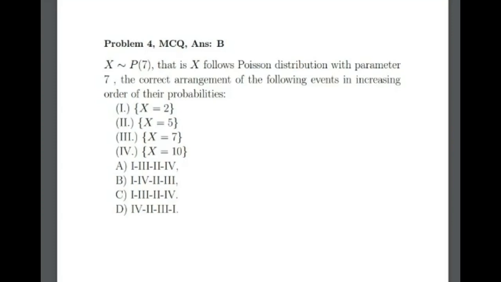Find the correct arrangement of the following events in increasing order of their probabilities. So there are 4 events given: 1, 2, 3, 4. The first one is x equals 2. Second is x equals 5. Third is x equals 7. And the fourth is x equals 10. So basically what you have to do is calculate the probabilities of each of these events. Obviously that will be a number, right? And you have to arrange them in increasing order.